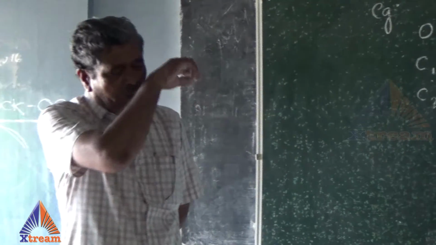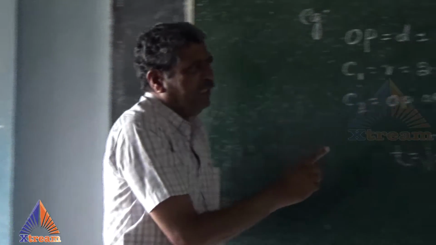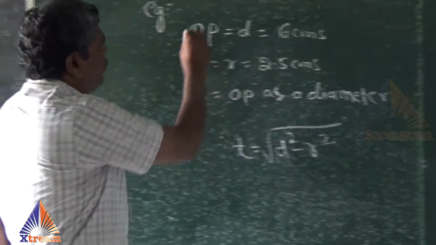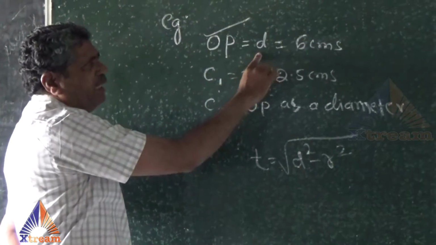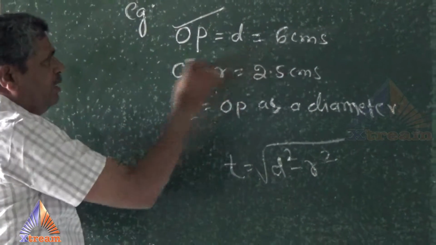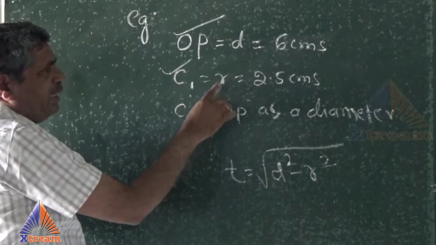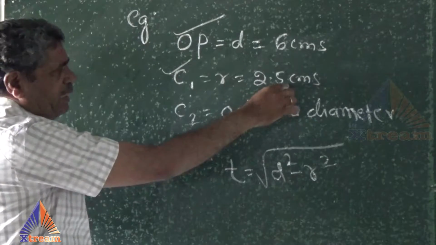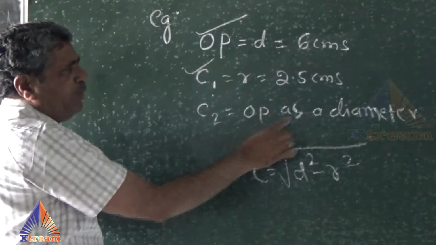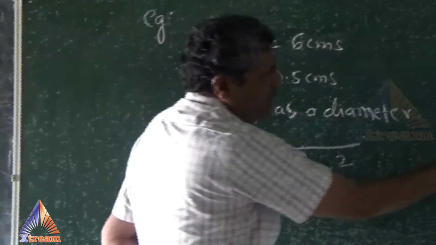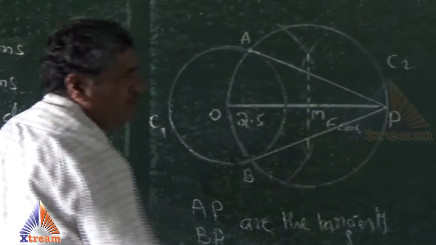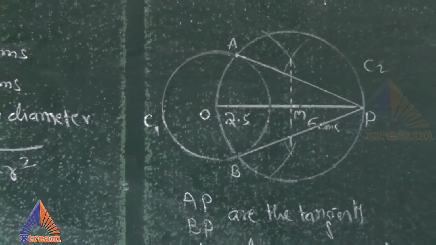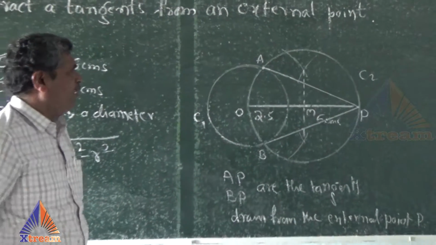Now it is a simple problem with very clear marking. OP is equal to D is equal to 6 cm. C1 is the circle with center O and radius equal to 2.5 cm. C2 has OP as a diameter. First you draw the line OP; in an annual examination, drawing OP is worth half a mark.